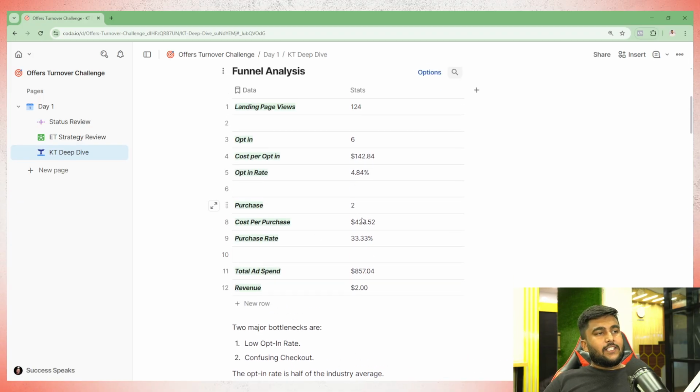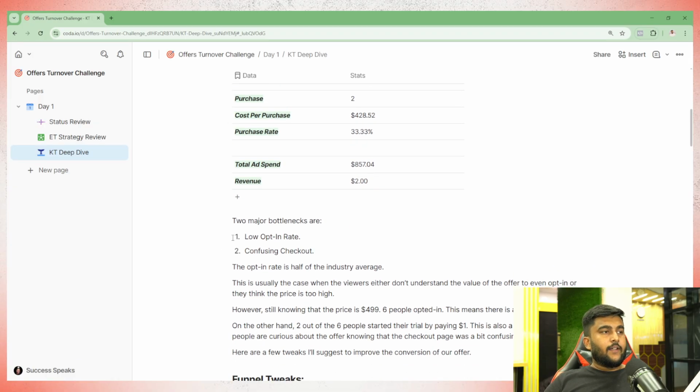However, if we see the purchase rate over here, purchase rate basically means out of how many opt-ins, how many people purchased the offer. So out of 6, we got 2 purchases, which basically means the purchase rate was 33.33%. The industry average is 40 to 50%, so this is close to that, so it's absolutely fine. Okay, now from the deep dive, what I found was there were two major bottlenecks.